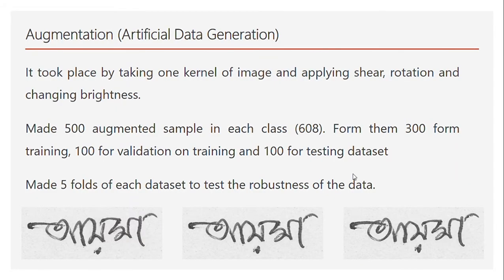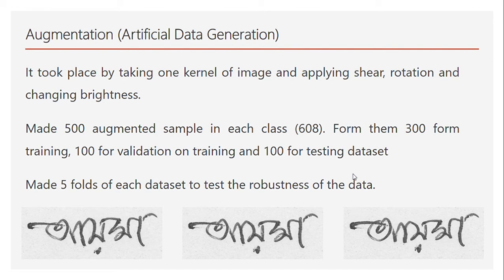We collected around 6,500 image samples, which is too few to train our model. To increase the number of samples per class, we applied a data augmentation technique to generate artificial data. It is a technique to generate artificial data by applying shear, rotation and brightness changes on a kernel of the image. We made 500 augmented samples in each class: 300 to train our model, 100 as validation data, and 100 to test our model.